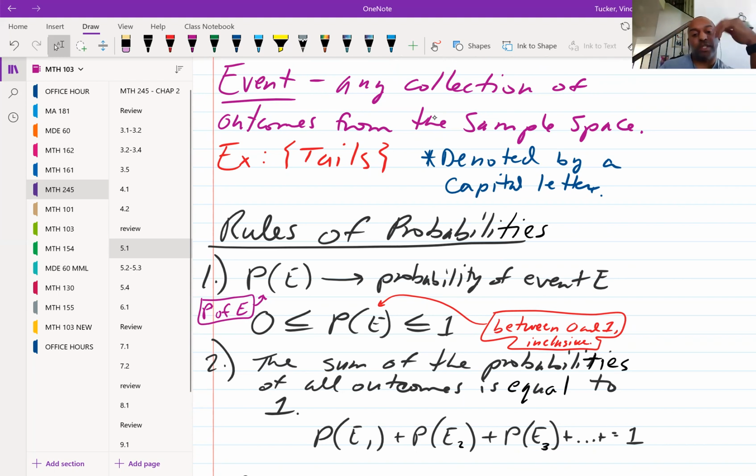If it's equal to 0, then there's 0 chance of it happening. If it's equal to 1, it's 100% chance of it happening. But your probability is always going to be within 0 and 1 inclusive. And then the sum of all the probabilities of the outcomes in your sample space, when you add them up, will equal 1. So of course, when we get an example, put numbers on it, stuff will make more sense.